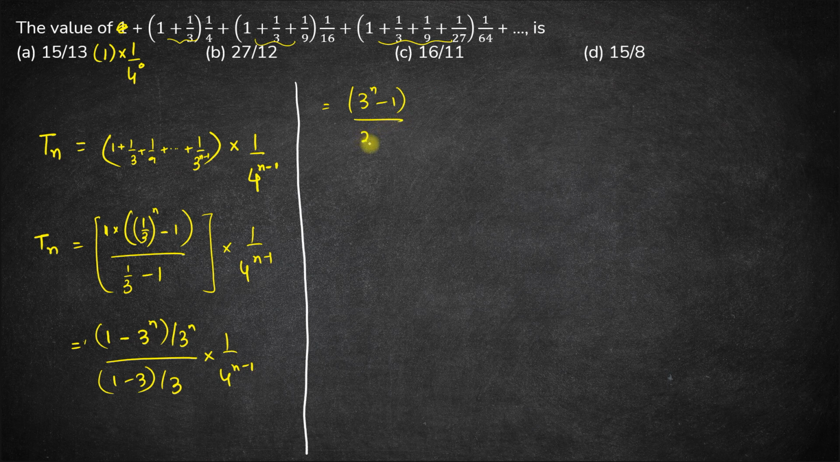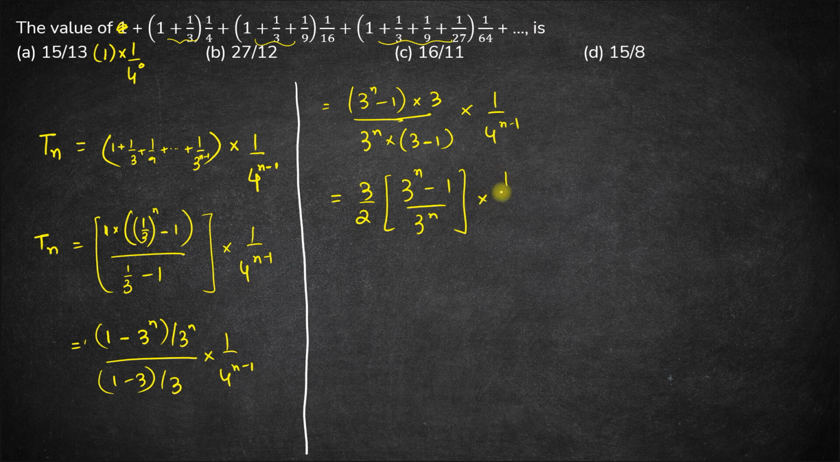So by 3 to the power n is this, and here also we can write it as 3 minus 1 by 3. So the by 3 basically goes up and gets multiplied, and then we have 1 upon 4 to the power n minus 1. So 3 minus 1 is 2. So we have a 3 by 2 over here. So 3 by 2 times 3 to the power n minus 1 upon 3 to the power n into 1 upon 4 to the power n minus 1.